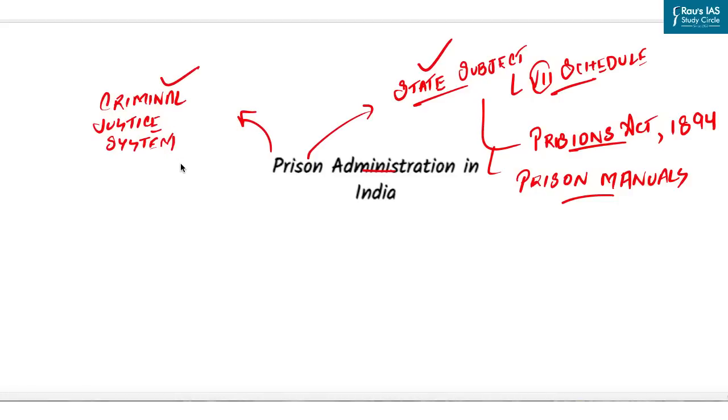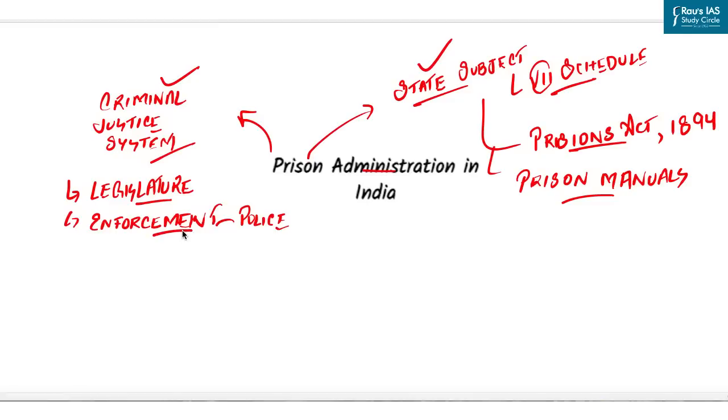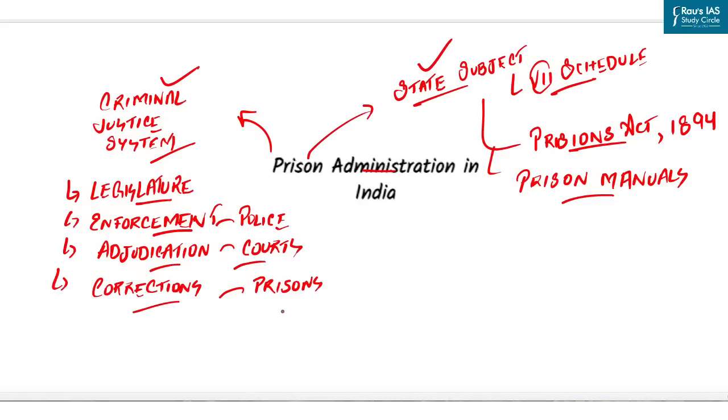So here, one may get the doubt that then what are the other components of criminal justice system? So there are 4 of them. First is legislature, that's by parliament. Second is enforcement, that is done by police. Then third is adjudication, for that we have courts. And the last is corrections, and for that we have prisons, community facilities, etc.